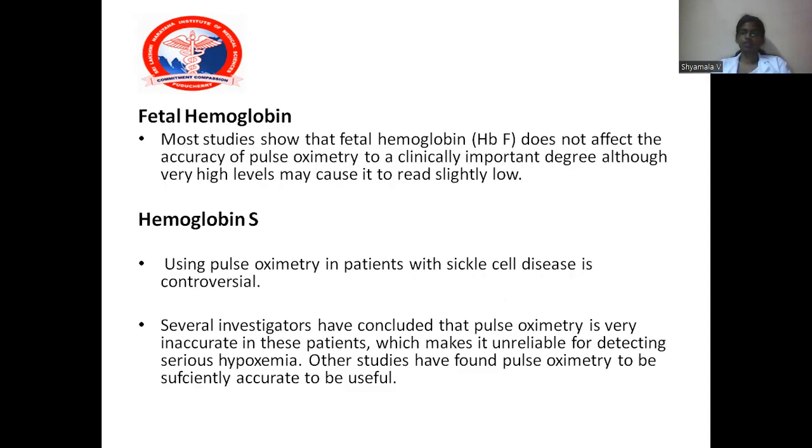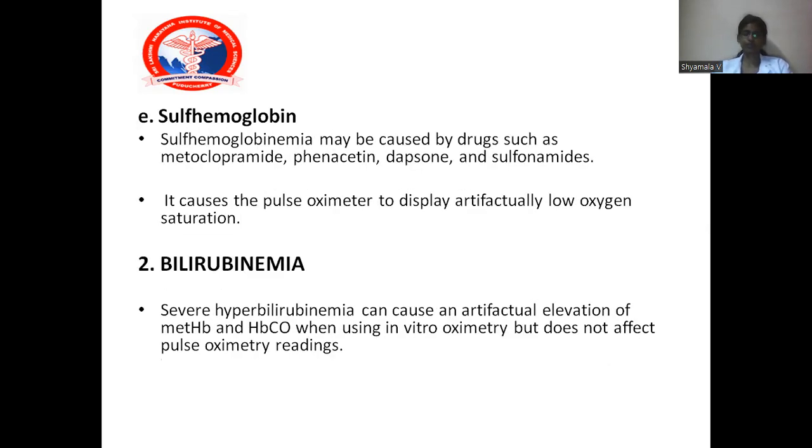Although most studies show that fetal hemoglobin does not affect the accuracy of pulse oximetry, very high levels can lead to a slightly low oxygen saturation reading. The use of pulse oximetry in patients with sickle cell disease is controversial. Several investigators have concluded that pulse oximetry is very inaccurate in these patients, but other studies have found pulse oximetry to be sufficiently accurate and useful.